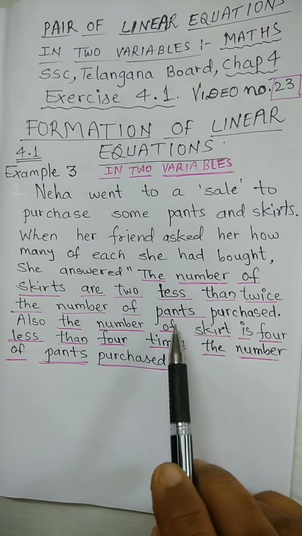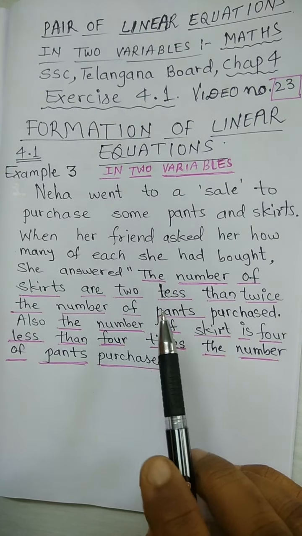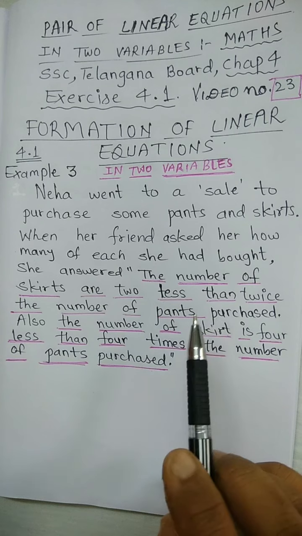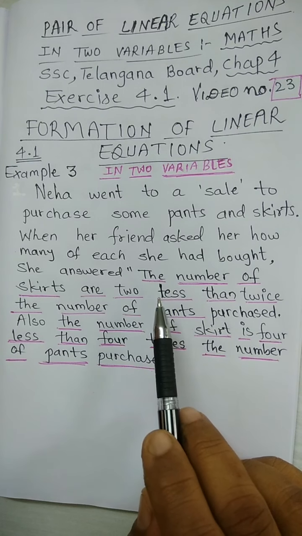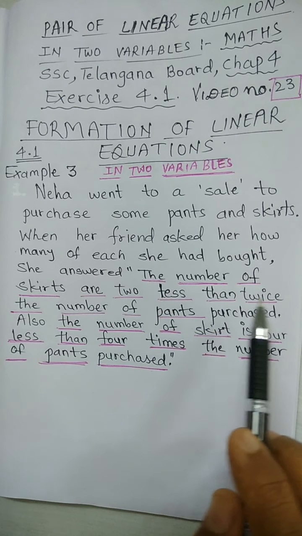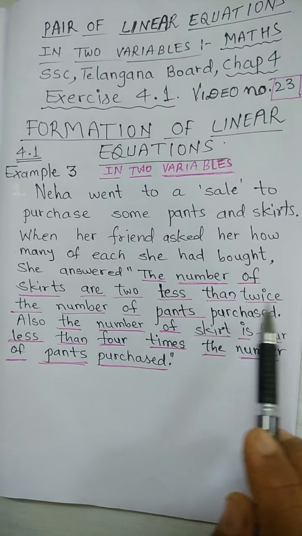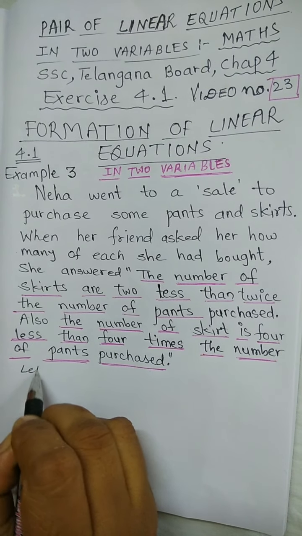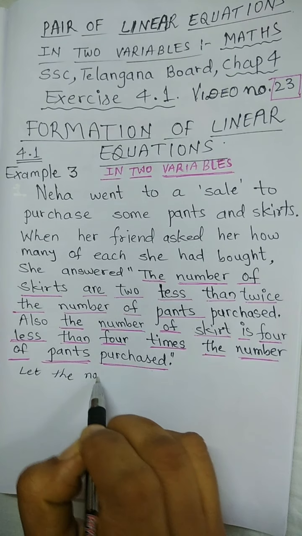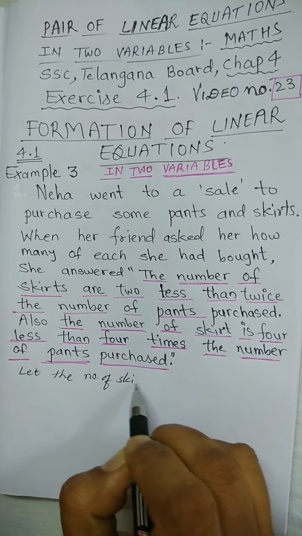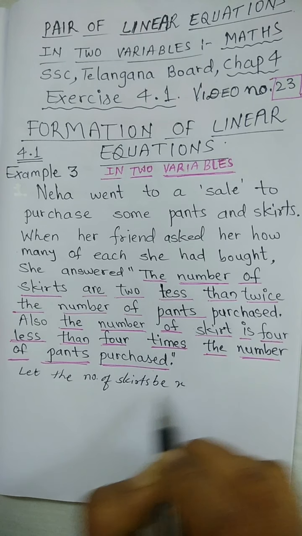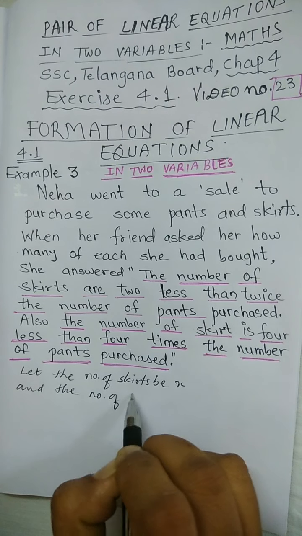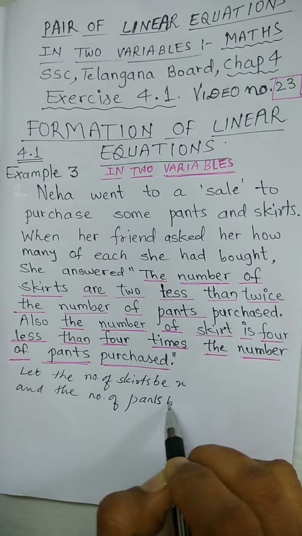Here two conditions are given. She is not telling the answer directly, but she is mentioning one situation, one condition. Based on that, we have to write equations and we have to solve it. So the first condition, she is telling the number of skirts are two less than twice the number of pants. So let the number of skirts be x and the number of pants be y.